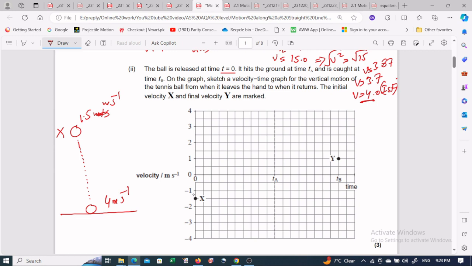Okay, as we know, acceleration means the speed is increasing. When the ball goes down, its speed definitely increases. It means the value of g is constant, meaning acceleration is constant.